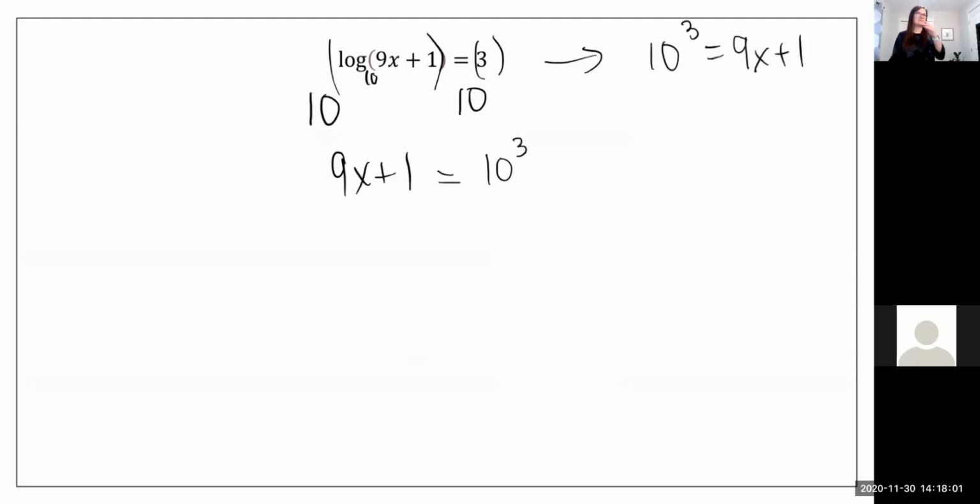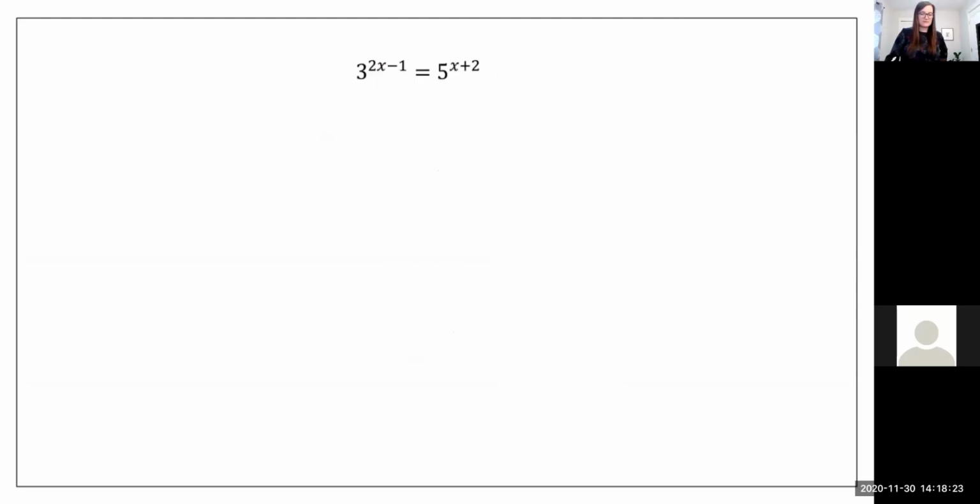So in this case, because it's not super complicated, I could see it both ways. And then you would subtract 1, so 1,000 minus 1, and then divide by 9. Maybe try it back in and see if it works, that sort of thing.